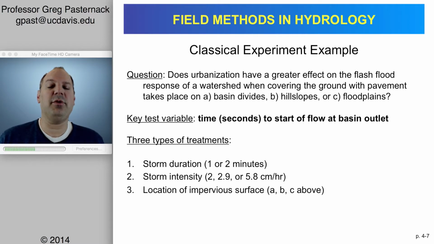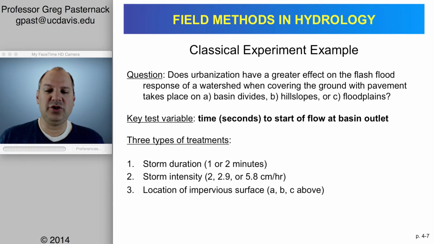The key test variable in this case, we're going to keep it simple. It's just going to be the time in seconds to start a flow at the basin outlet. Now, usually when we talk about the effect of urbanization, we're often interested in the peak discharge because that's often what does the most damage to the largest area that's subjected to flooding. However, having flow begin faster is another example of an effect of urbanization, and it's a meaningful one to look at. We're going to do three types of treatments.